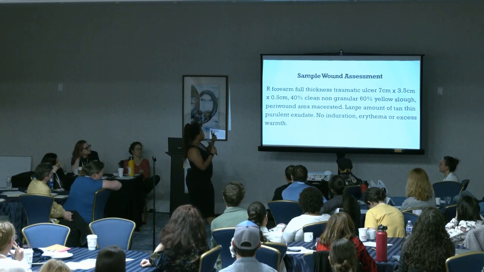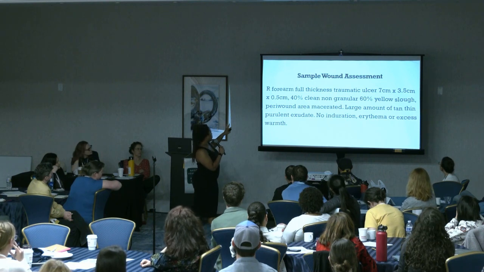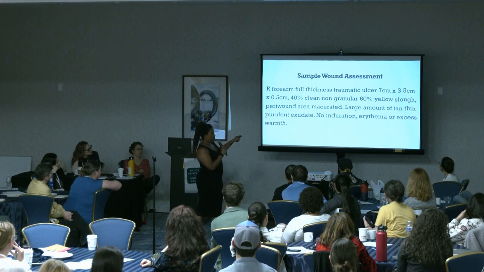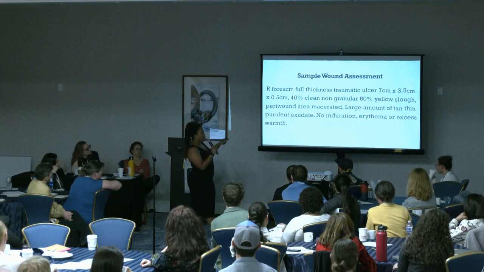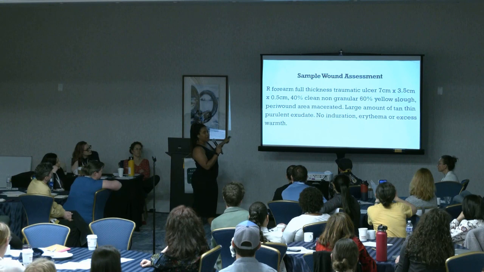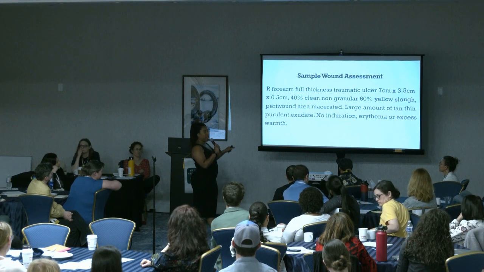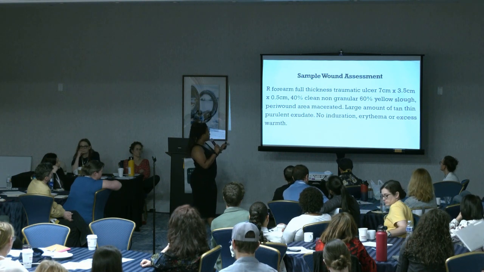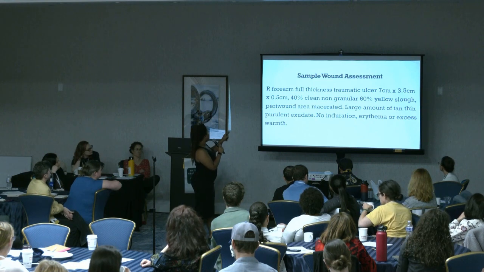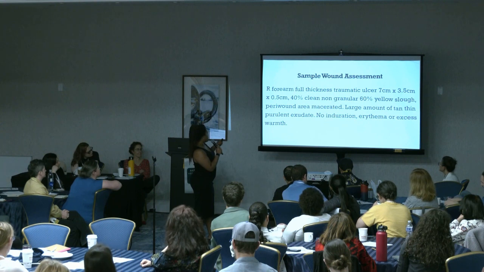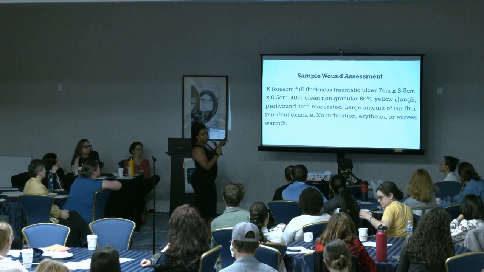Anybody want to tell me just right there, what's going on here? What's up with the dressing? Are we needing to change it or what? Right. The peri-wound area is macerated. That is telling me that whatever the person is using is not addressing the drainage appropriately. When wounds are in moisture balance, the peri-wound skin will be intact and normal. Large amount of tan, thin, purulent exudate, no induration, erythema, or excess warmth. So we've got to really intervene here.